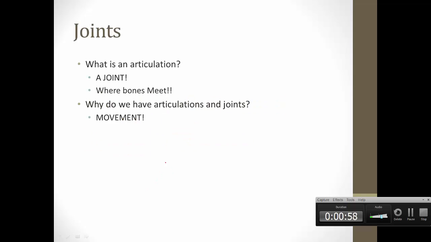So first we need to give some definitions. First, what is an articulation? Articulation is basically a joint. And what is a joint? A joint is the place where bones meet. The joints allow us to do movements, however not all joints are mobile.